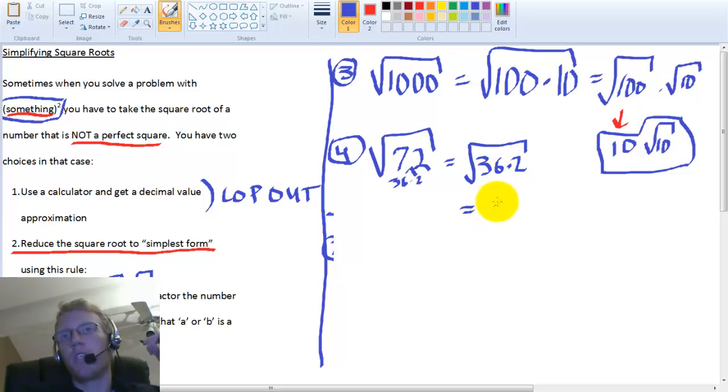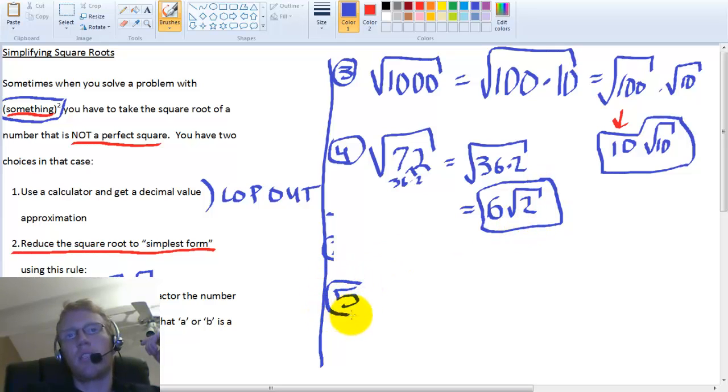So the square root of 36, that's just 6. The square root of 2, we can't simplify that. You know, if you're not comfortable going straight from here to here, that's okay. Go ahead and write out an extra step similar to this one here, where you write out the square root of 36 times square root of 2. But if you're comfortable, you can go straight to this kind of answer.